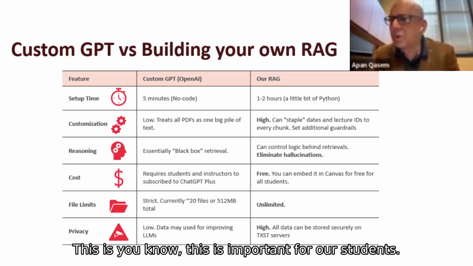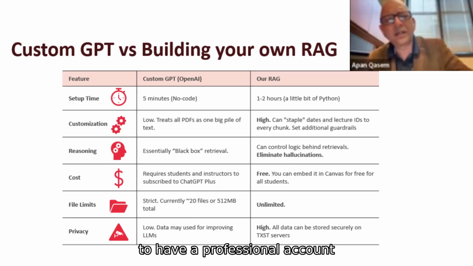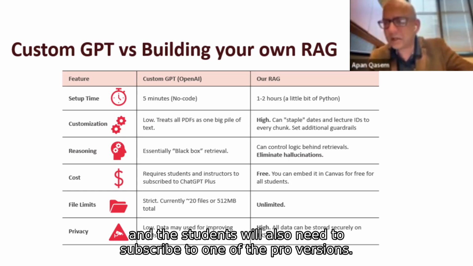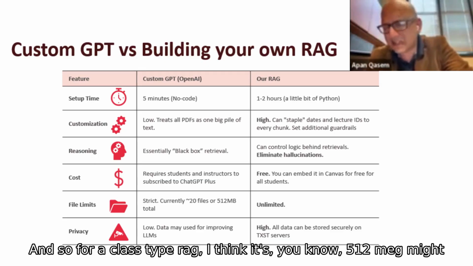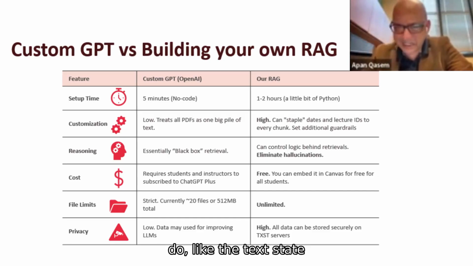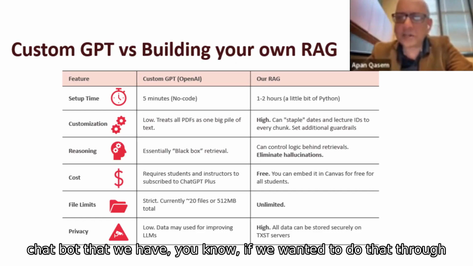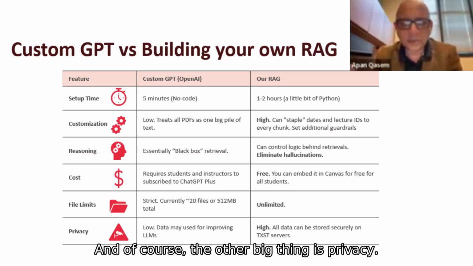Cost, this is important for our students. If we do the custom GPT, of course, you have to have a professional account, and the students will also need to subscribe to one of the pro versions, right? And also there are limits to how many files you can upload. For a class type RAG, I think 512 megabytes might be enough, or 20 files might be enough. But for some of the other things that we want to do, like the text-to chatbot that we have, if we wanted to do that through the custom GPT, it probably wouldn't work because it's looking at a larger database. And of course, the other big thing is privacy.